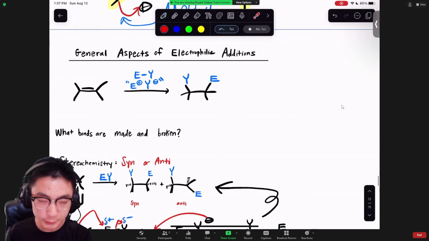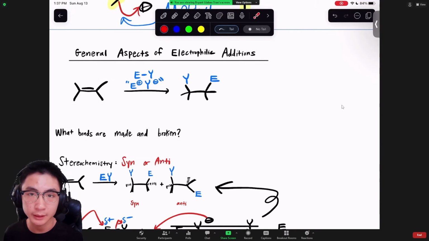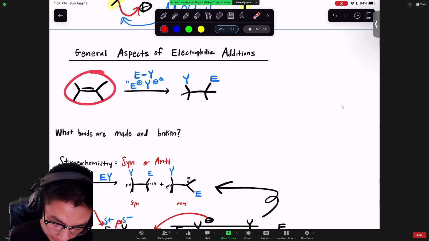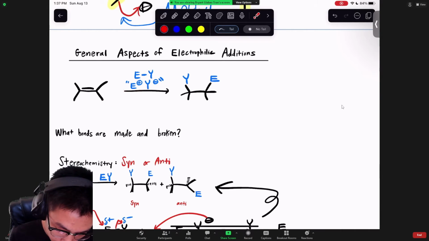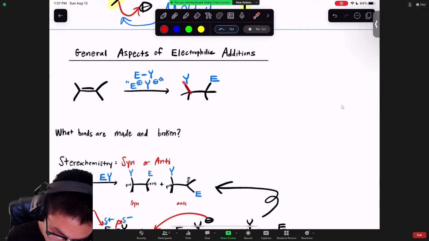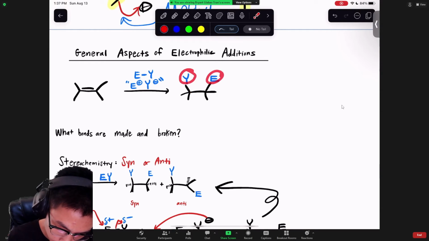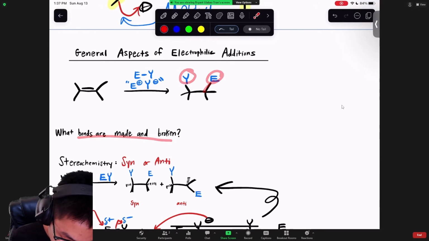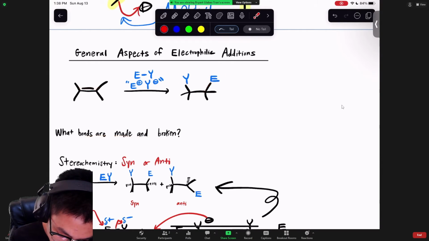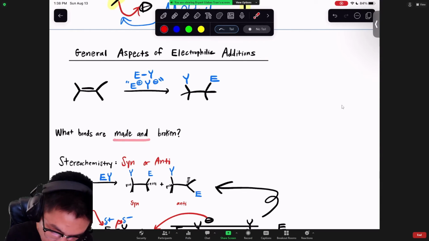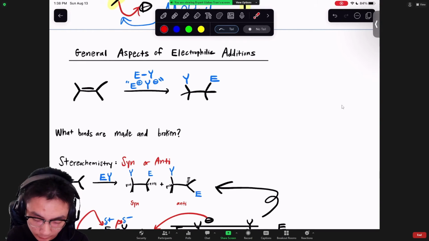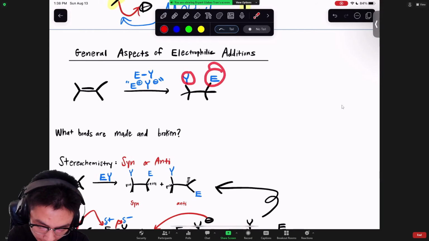Okay, and now I'm going to go over the general aspects and general trend of these electrophilic addition reactions. We see that we have an alkene here and an electrophile with a nucleophile, where we break the double bond and break the bond between the electrophile and nucleophile and form the bonds between the carbons of the alkene and the nucleophile and electrophile. So the bonds that are broken are the bonds of the alkene and the bond between the electrophile and nucleophile. The bonds that are made are the bonds between the carbons of the alkene and the electrophile and nucleophile.